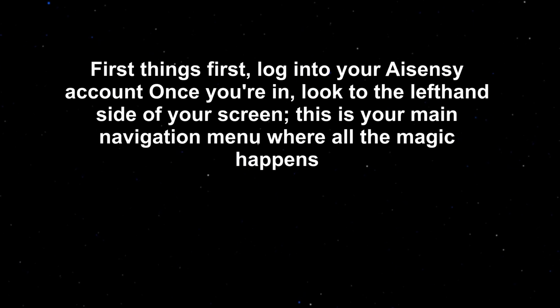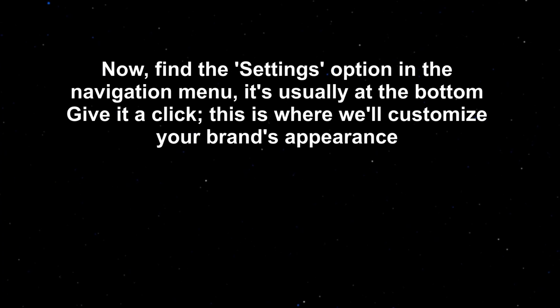First things first, log into your Aisensy account. Once you're in, look to the left-hand side of your screen. This is your main navigation menu where all the magic happens. Now, find the settings option in the navigation menu. It's usually at the bottom. Give it a click. This is where we'll customize your brand's appearance.